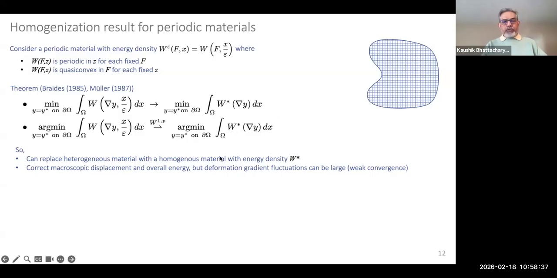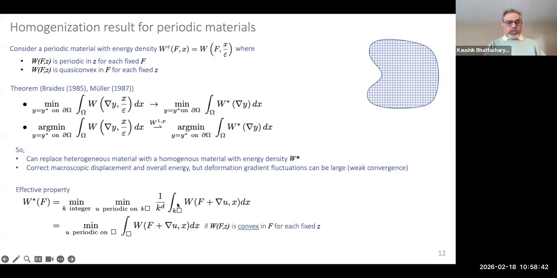And when you try to prove this, you find that the effective property is given by the following problem. Just like we had this variational principle for a unit cell, it's the same thing. You take your average F, you add some periodic function, and you minimize over all possible periodic functions. However, you have not only got to do this over the unit cell, but you have to do this over all possible multiples of the unit cell. So the effective property is not determined by a unit cell, but all possible multiples of the unit cell.